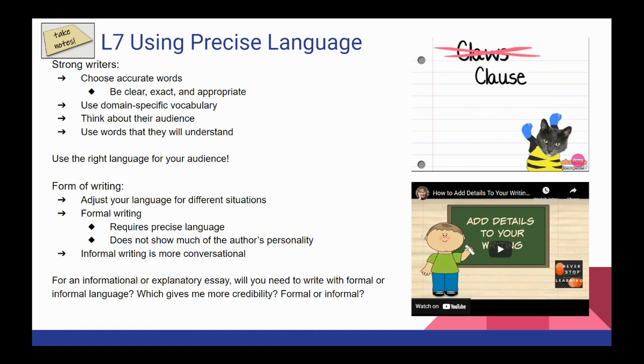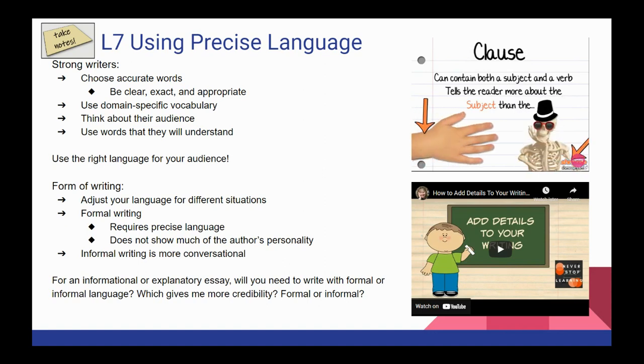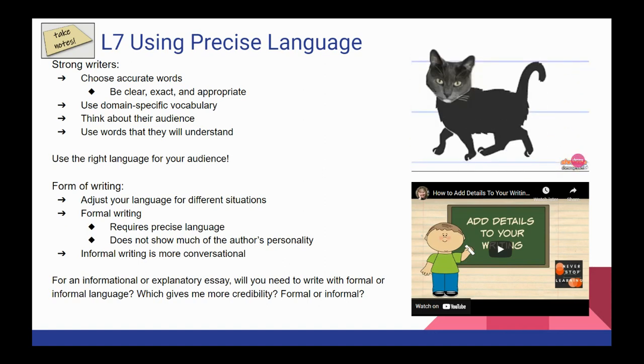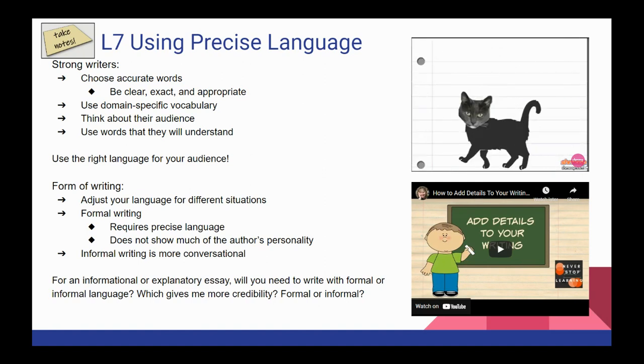Other kind of clause. A clause actually can contain both a subject and a verb, but what makes it stand out is that it tells the reader a little something more about the subject than a basic skin and bones sentence. We could say, the cat ran, but he didn't make it to the bus on time. We don't have that detailed description of his tail, and we don't know if he was singing anything as he ran, but it's certainly more informative than the cat ran.